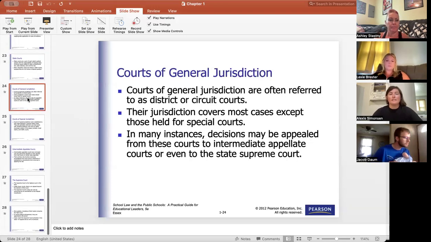Courts of general jurisdiction. Courts of general jurisdiction are often referred to as county or circuit courts. It covers most cases except for those that are held at a special court. And in many instances, decisions may be appealed from these courts to intermediate appellate courts or even to the state Supreme Court.